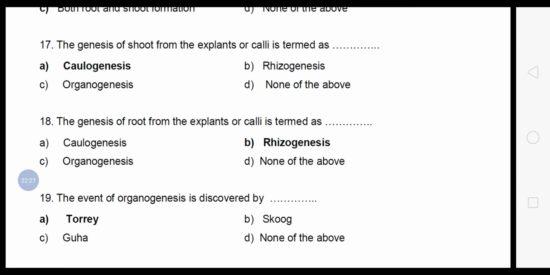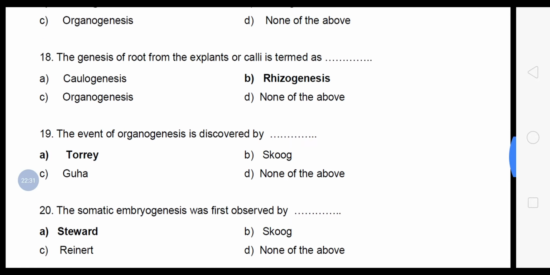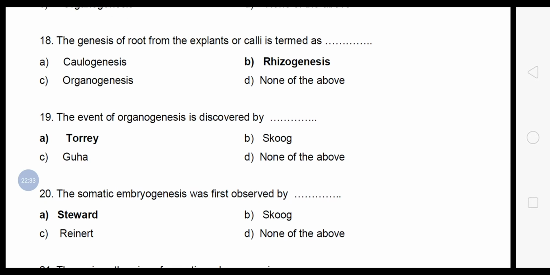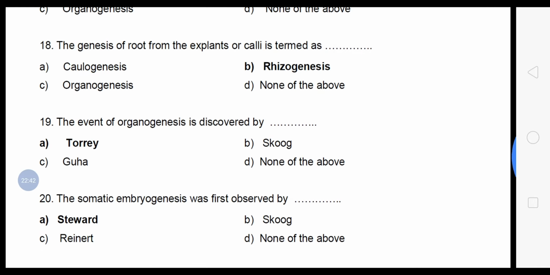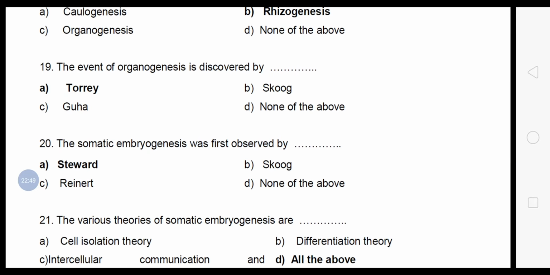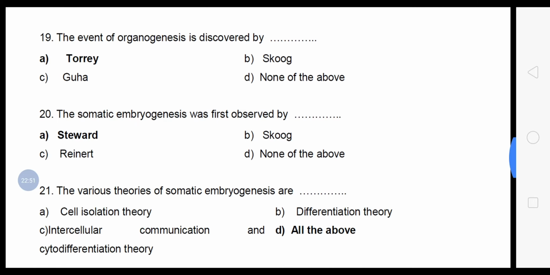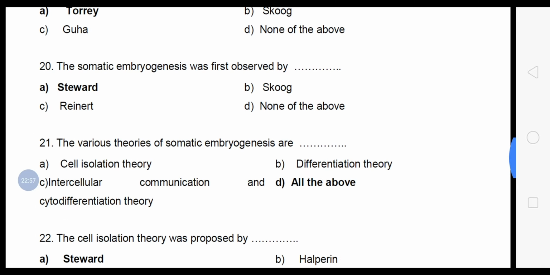The genesis of shoots from the explants or calli is termed as caulogenesis. Genesis of root from the explant or calli is termed as rhizogenesis. Callus formation is callogenesis, and root formation is rhizogenesis. Event of organogenesis was discovered by Torrey. Remember, the event of organogenesis was discovered by Torrey. Somatic embryogenesis was first discovered by Steward.